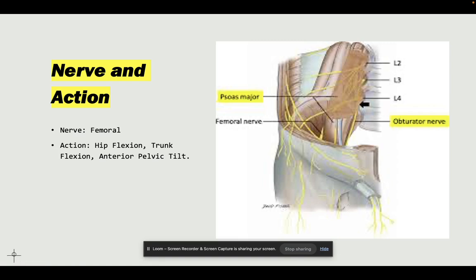So the nerve that innervates it, makes the muscle move, is going to be the femoral nerve as it goes down here, which you're going to have with all of the muscles that flex the hip. They are all innervated by the same femoral nerve. So the action of this is hip flexion, which is going to be the main focus, but it also does trunk flexion and anterior pelvic tilt.